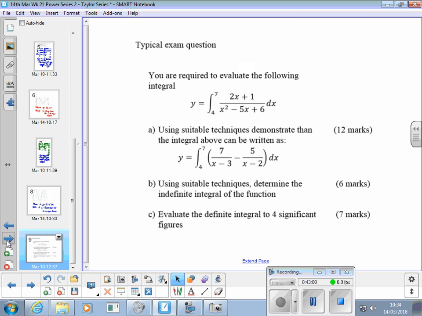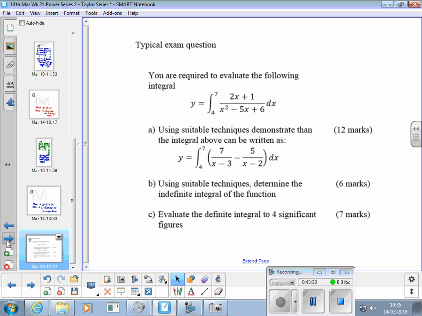In your handouts this week, I've slotted in a typical exam question around the topic we done 2 weeks ago, giving you an indication of where marks might be given. What is the focus around there? Required to evaluate that function. Using suitable techniques, demonstrate that the integral above can be written as that there.